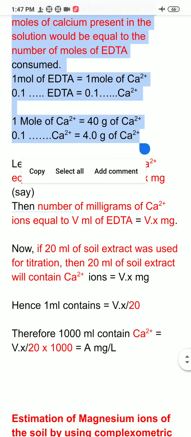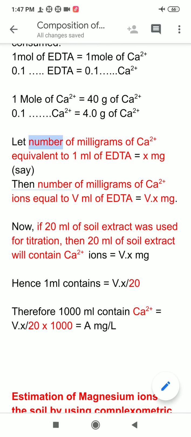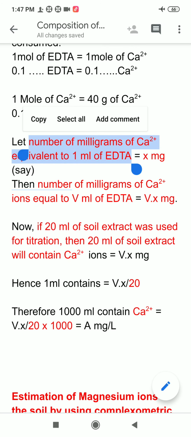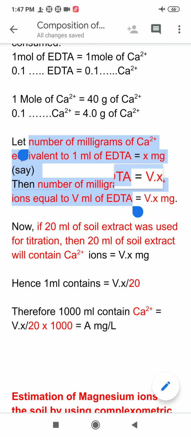Now by using this generalization we can say that the number of milligrams of calcium ions equivalent to 1 ml of EDTA is equal to X milligrams. Now we are just representing these in milligrams. So if the number of milligrams of calcium ions equivalent to 1 ml of EDTA is equal to X milligrams, then the number of milligrams of calcium ions equal to V ml of EDTA?